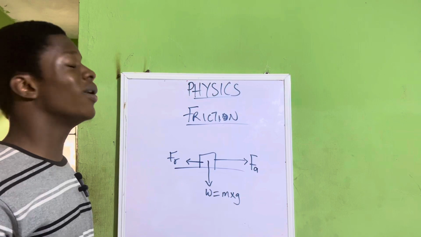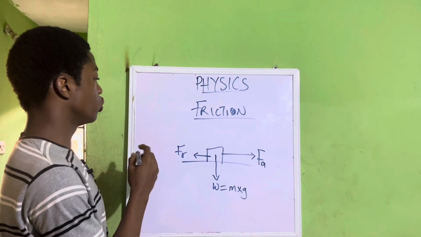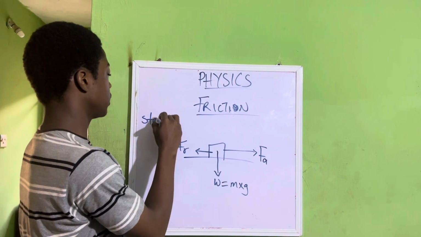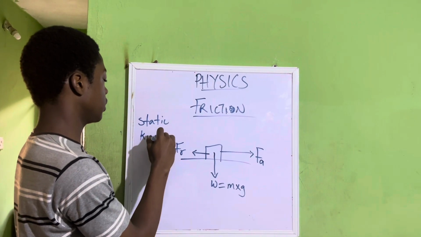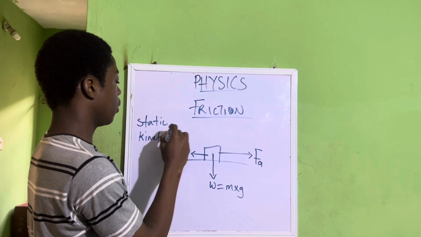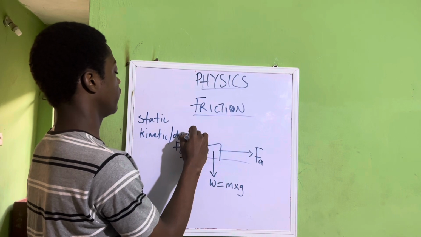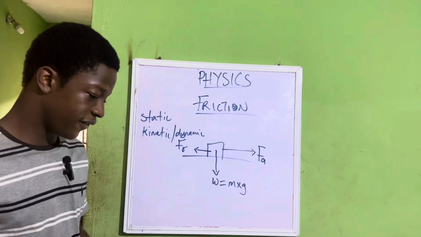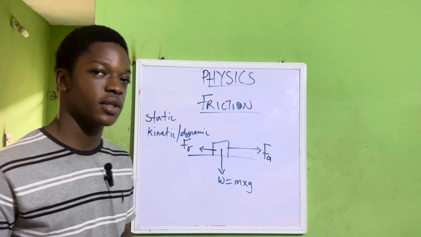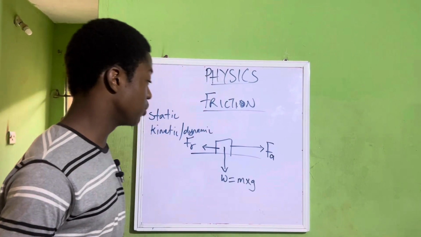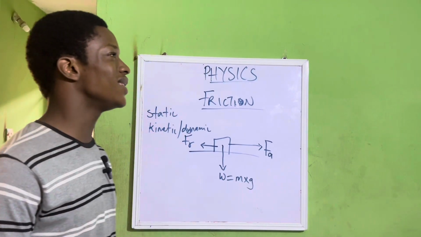Yes, so we have static friction, and we have kinetic or dynamic friction. I'll just be giving you a brief explanation of what this means. Static friction and kinetic or dynamic friction. Now, static friction is the maximum force. Static frictional force is the maximum force that must be overcome to allow the object to move. So it is the maximum force.